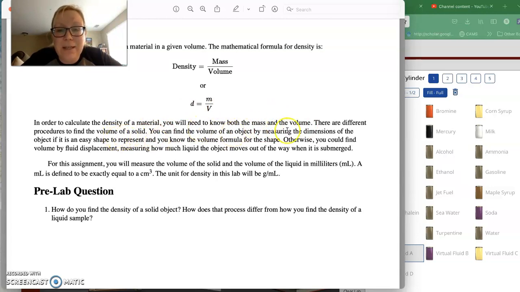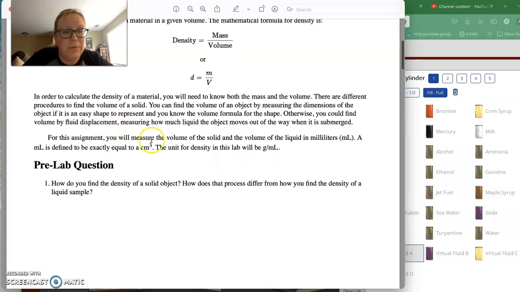You can find it by measuring the dimensions of the object, if it's an easy shape, but this most likely is not how we do it in chemistry. The more common way to do this in chemistry is a procedure called fluid displacement, where we measure how much liquid the object moves out of the way when it's submerged. So we're going to take the difference in volume there.